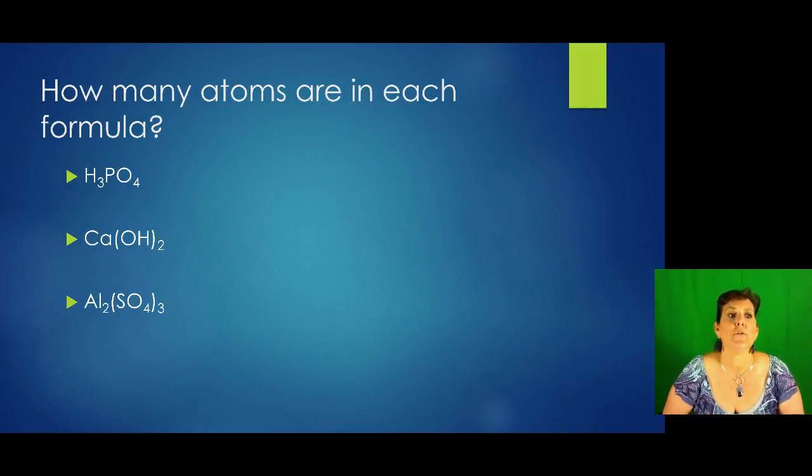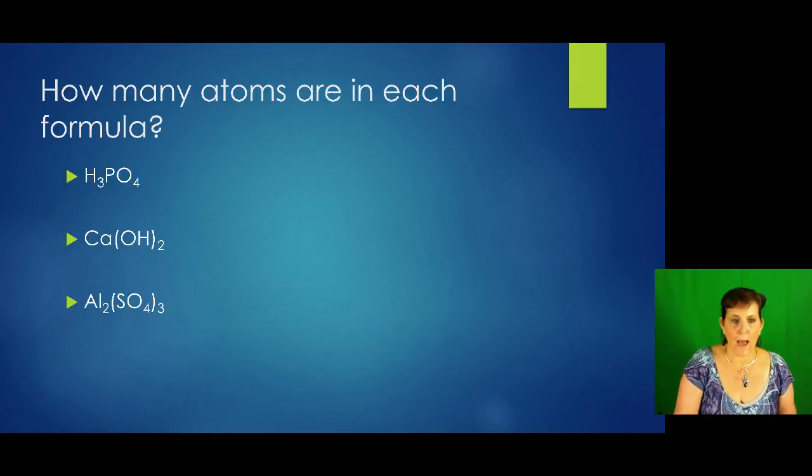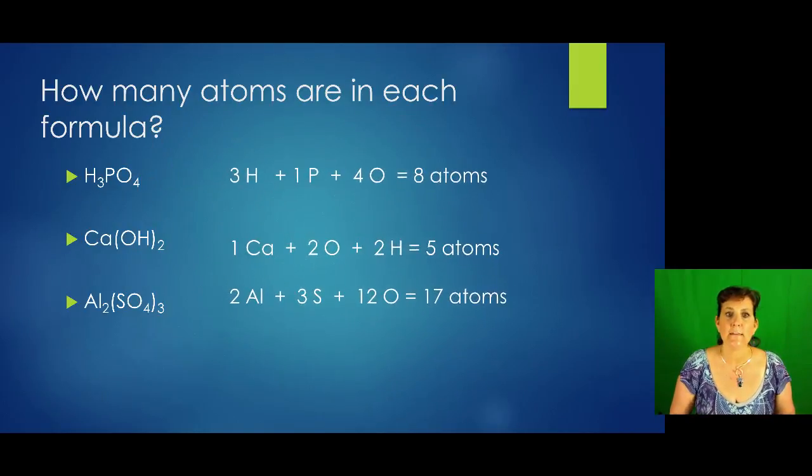So, how many atoms are in each of these chemical formulas? H3PO4, Ca in parentheses OH2, Al2 in parentheses SO4 with a 3. So pause and figure this out. Pause. And we're back. So how many atoms are in each of these?